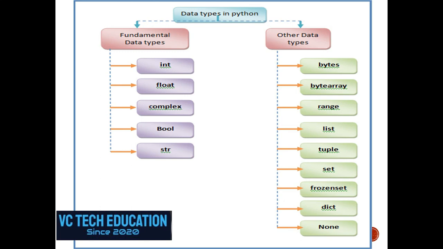Data types in Python: fundamental data types and other data types. Fundamental data types are int, float, complex, boolean that is bool, and string, str. Other data types are bytes, bytearray, range, list, tuple, set, frozenset, dictionary and None.